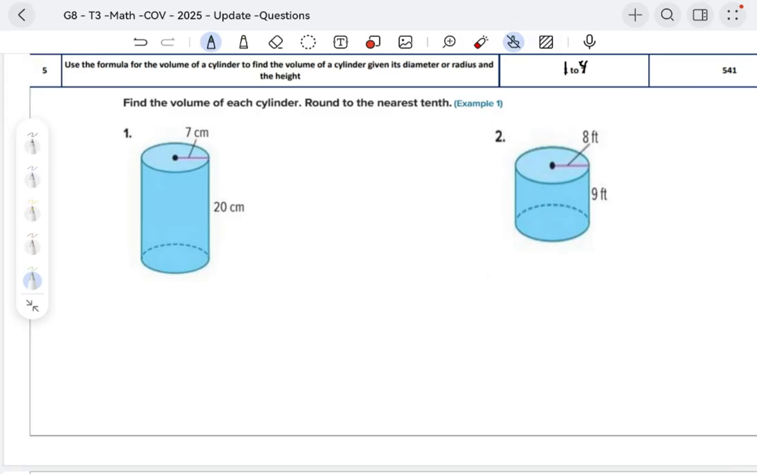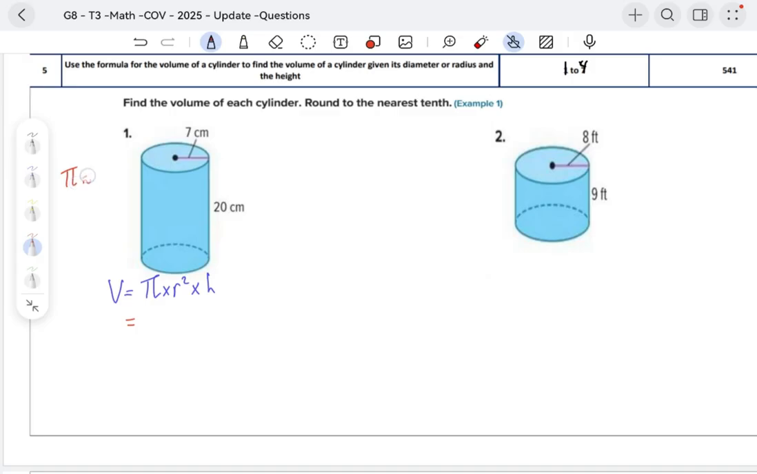Okay, now let's go for the first question. In this question, they ask us to find the volume for each cylinder and round your answer to the nearest tenth. Okay, let's start with the first one. We're going to write the formula. The volume for the cylinder is the area of the base, which is pi times the radius squared times its height. Let's substitute. The value for pi is approximately 3.14.